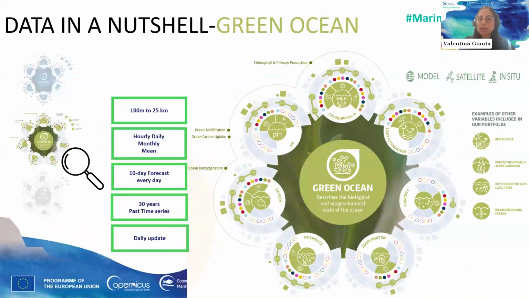We also have what we call the green ocean, which are the variables describing the biological and biochemical state of the ocean. So for example, you can find information regarding the chlorophyll, light attenuation, turbidity, so plankton, nutrients, oxygen, pH, but also information such as reflectance, and many other variables as well, and also indicators. Again, you can find these variables, they come from models, satellite, and in situ data.